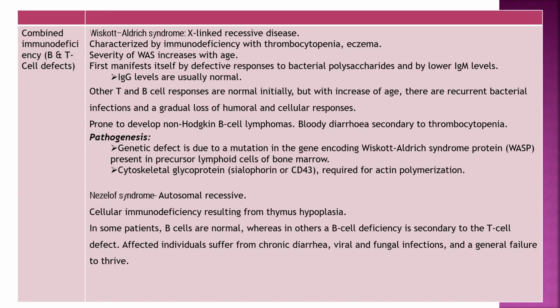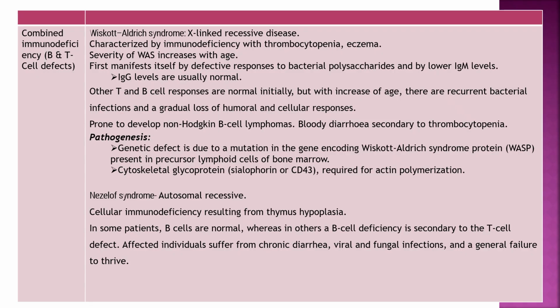Combined immunodeficiency, B and T cell defect. Example, Wiskott-Aldrich syndrome, an X-linked recessive disease characterized by immunodeficiency with thrombocytopenia and eczema. Severity increases with age. It first manifests itself by defective responses to bacterial polysaccharide and lower IgM levels, IgG usually normal.